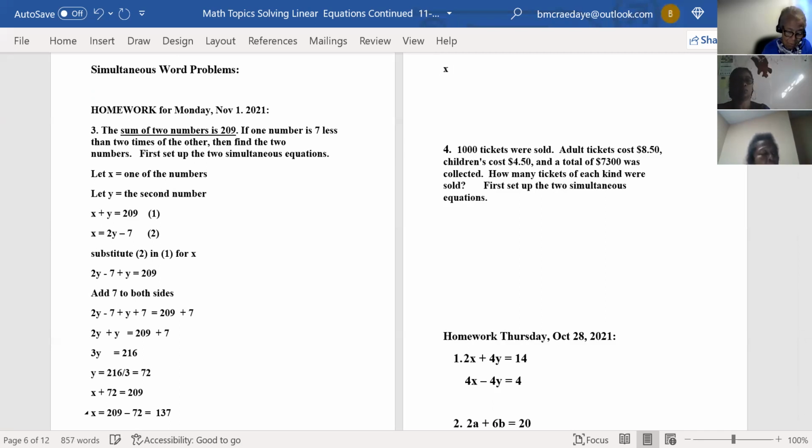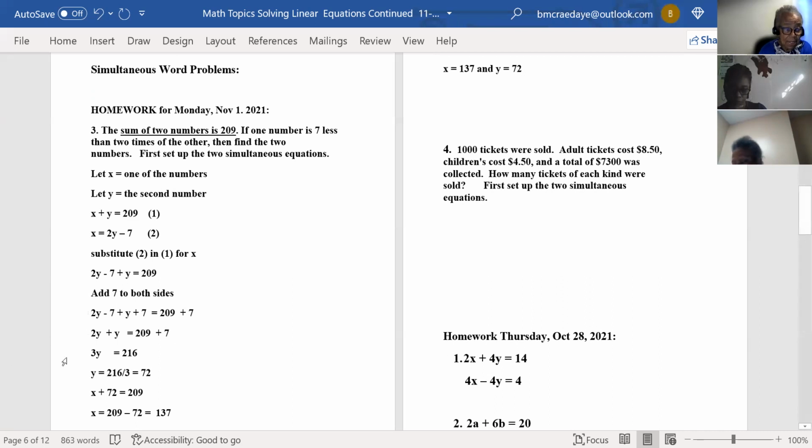x equal, what was our x equal to? No, y was 72 and x equals 137, and y equals 72. That would be the answers to these two simultaneous equations.